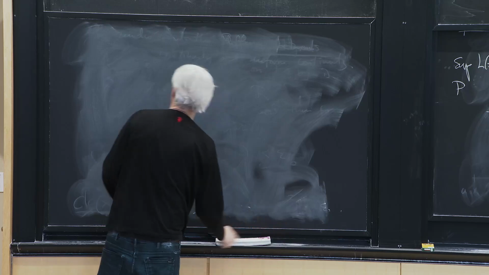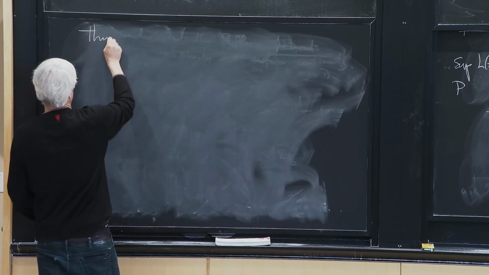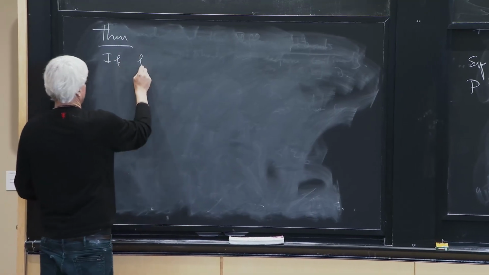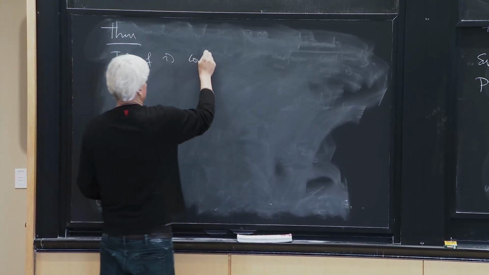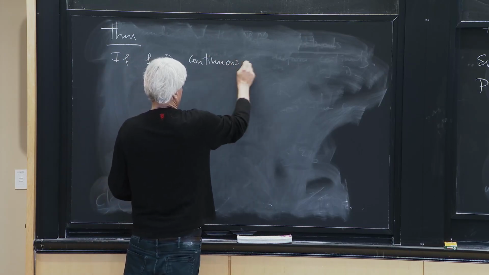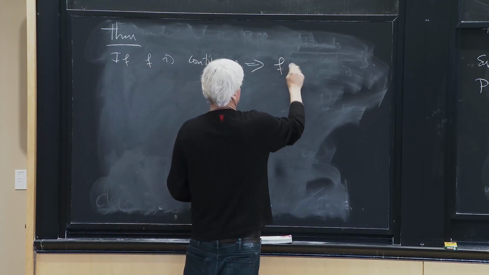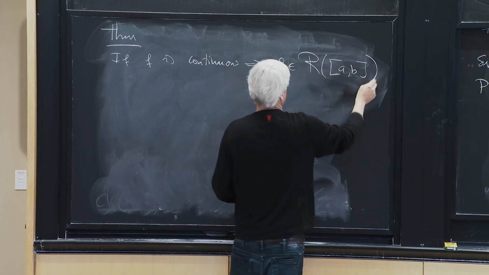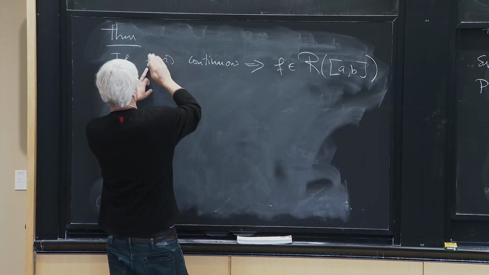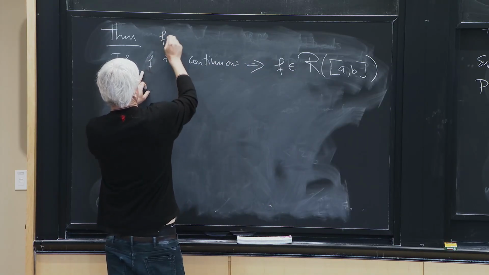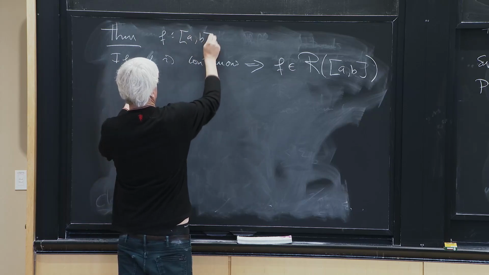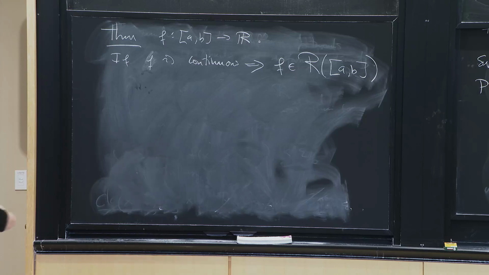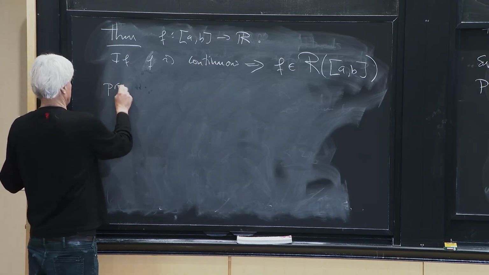And so now we get back to this theorem. The theorem gives you this nice criterion for when a function is Riemann integrable. So if f here is continuous, then f here is Riemann integrable. And again, it's understood that f is defined on a closed interval like this. Okay. And so now the proof is like this.